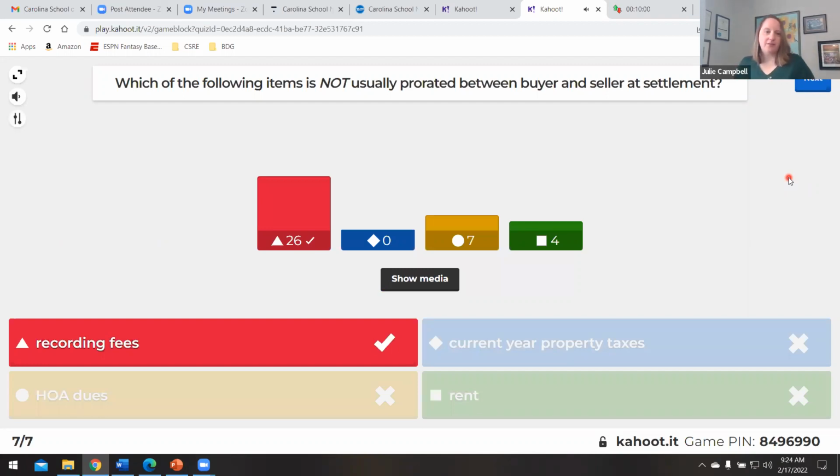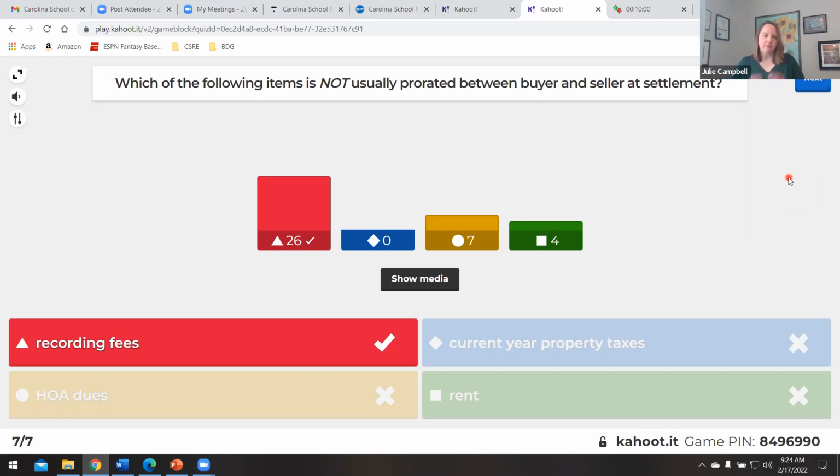The recording fees. The seller's responsible for paying their recording fees. The buyer's responsible for paying their recording fees. We're not going to prorate those amounts. So things that we typically prorate between settlement are this year's property taxes, HOA dues, and rent. Remember, for prorate, we're splitting a shared expense. We're taking a shared expense such as HOA dues on February 17th for the month of February.